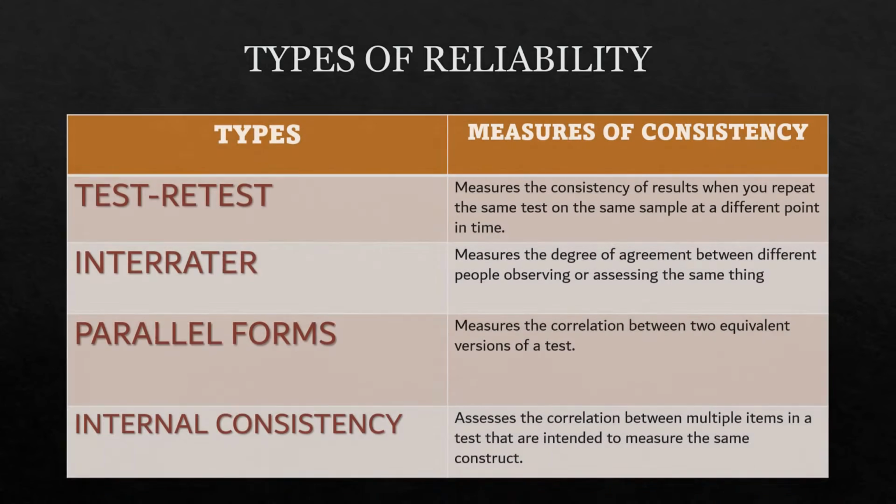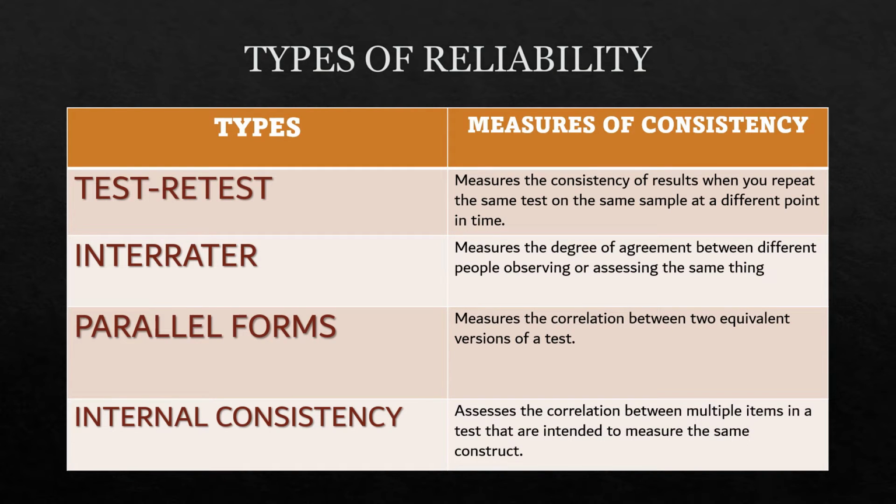So here are the types of reliability. First, the test-retest. It measures the consistency of results when you repeat the same test on the same sample at a different point in time. So note that it is same test, same sample, different point in time, and it needs to be consistent.